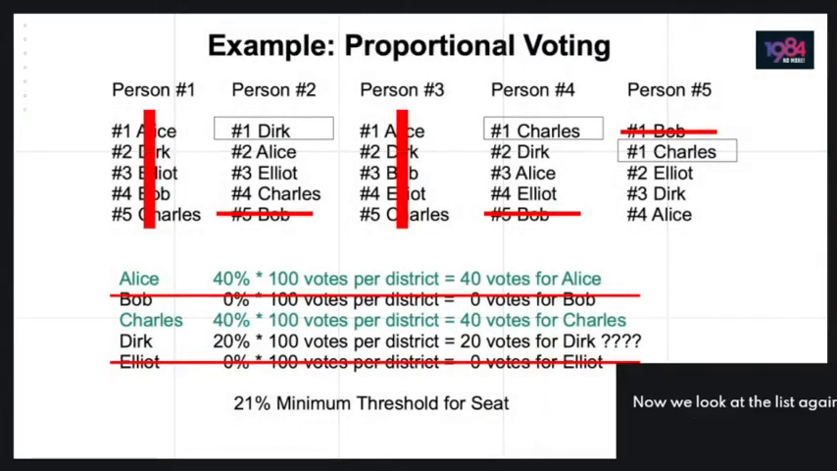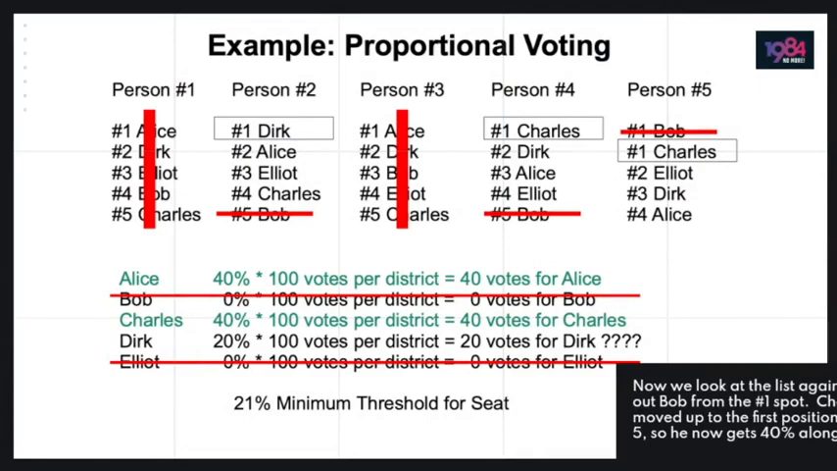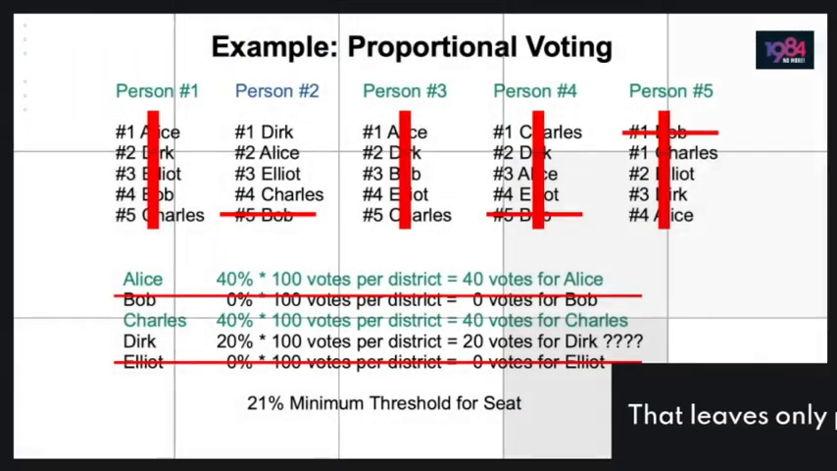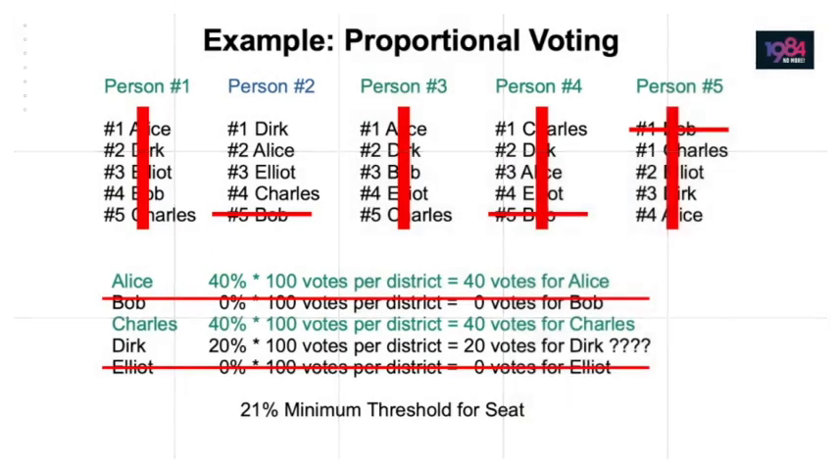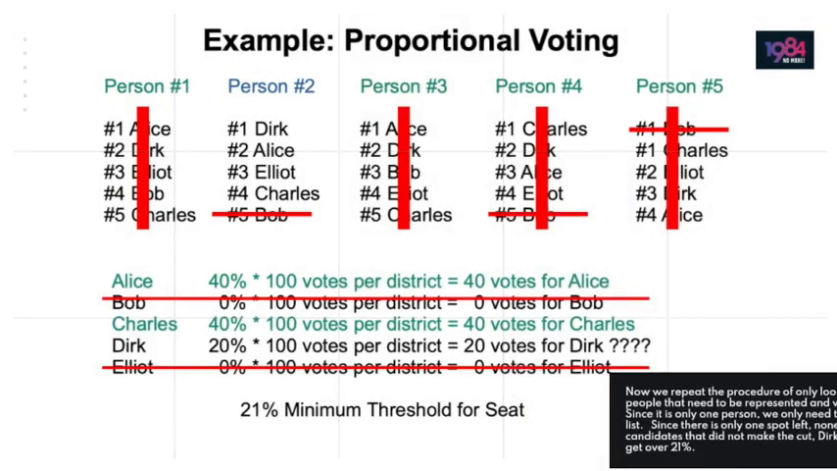Now we look at the list again, crossing out Bob from the number 1 spot. Charles has moved up to the first position with person 5, so he now gets 40% along with Alice. That leaves only person number 2 unrepresented. Now we repeat the procedure of only looking at the people that need to be represented and who they prefer. Since it is only one person, we only need to go down the list.